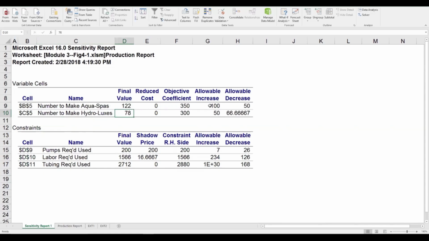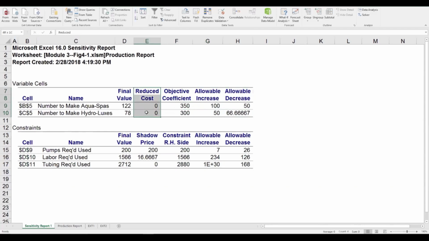If we look at the right end of this table, we have the allowable increase and allowable decrease for both decision variables. For X1, we have 100 for the allowable increase and 50 for the allowable decrease. For X2, we have 50 for the allowable increase and 60.67 for the allowable decrease. We also have the current objective coefficient information: 350 for X1 and 300 for X2.